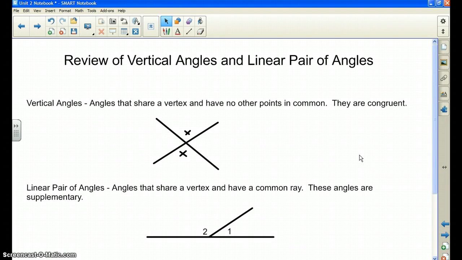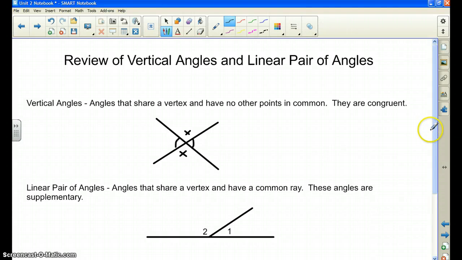All right, now, just a quick review. Vertical angles are angles that share a vertex and have no other points in common. So, for example, the two angles that I put x's in right here, and we know that they are congruent. Another pair of vertical angles would be those two angles right there. So vertical does not have to mean up and down. It just means that those two angles are congruent, they share a vertex, and they have no other points in common.